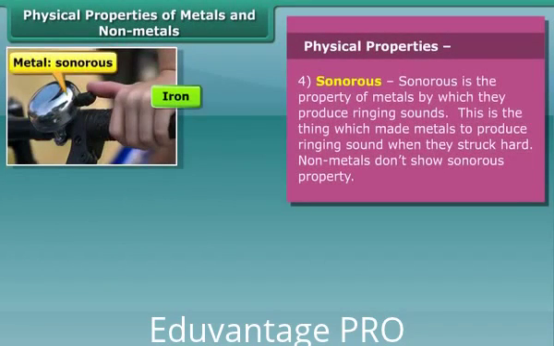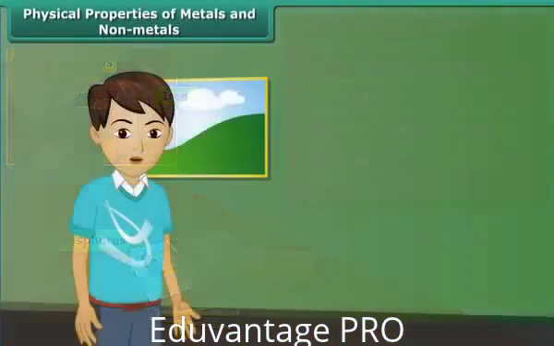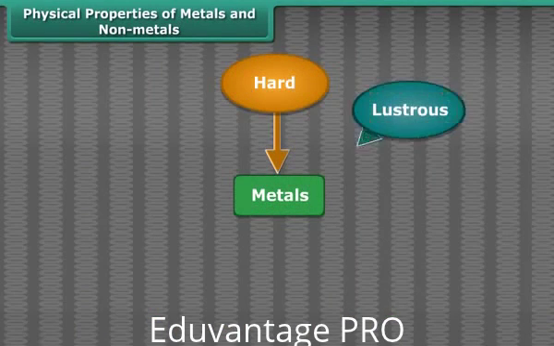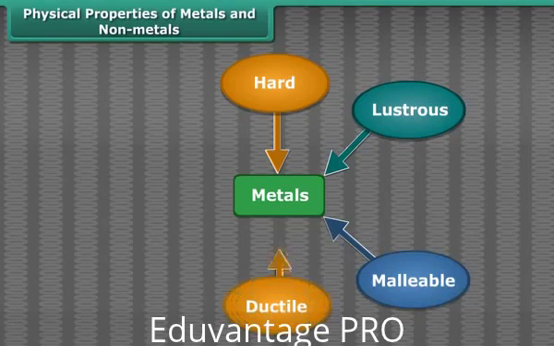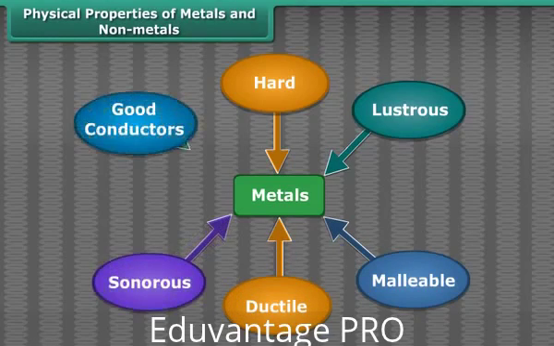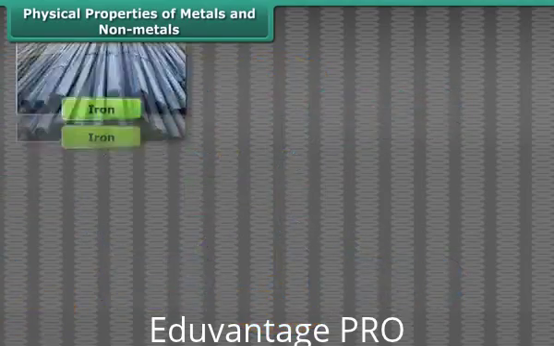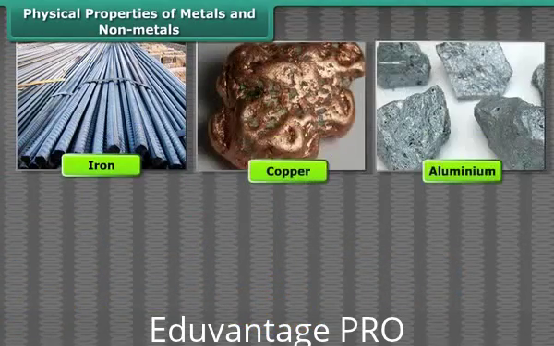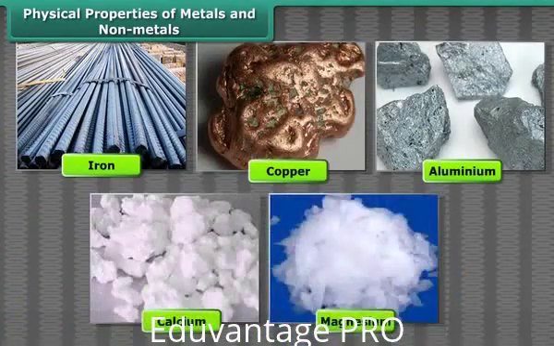Now let's talk about another property of metals, that is sonorous. Metals produce ringing sounds when they are struck, so they are said to be sonorous. By these properties we can say that metals are hard, lustrous, malleable, ductile, sonorous, and good conductors of heat and electricity. Iron, copper, aluminium, calcium, magnesium, etc. are the examples of metals.